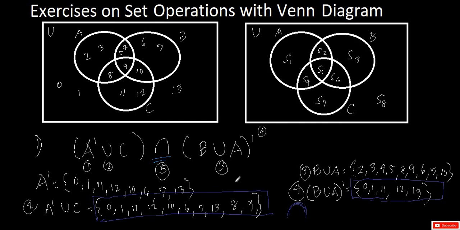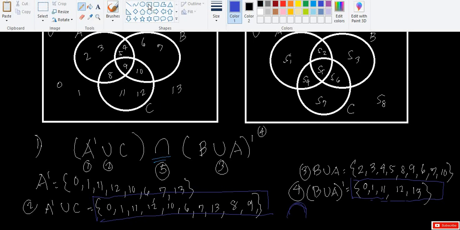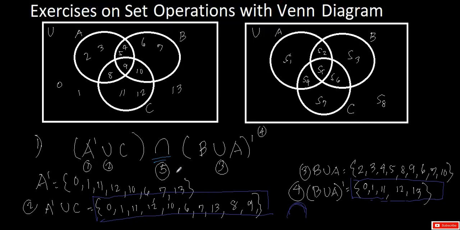Okay? So what are the common elements? The common elements here are 0, 1, 11. What else? We have 12 also. What about 13? Okay, 13. There are no other common elements. So therefore, the result of these operations in number 1 in this given problem are the elements 0, 1, 11, 12, and 13.